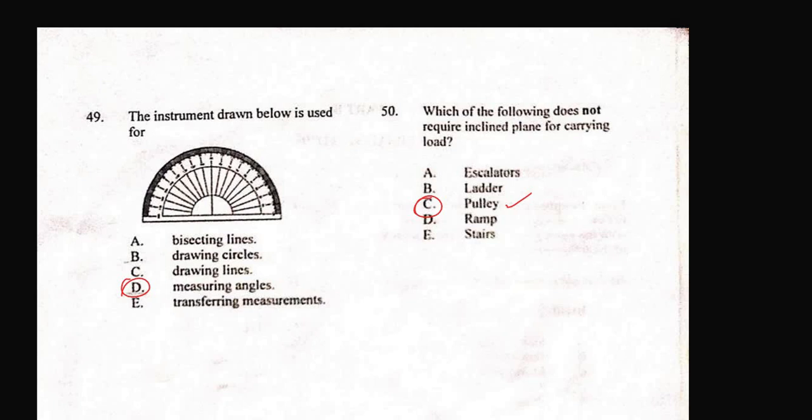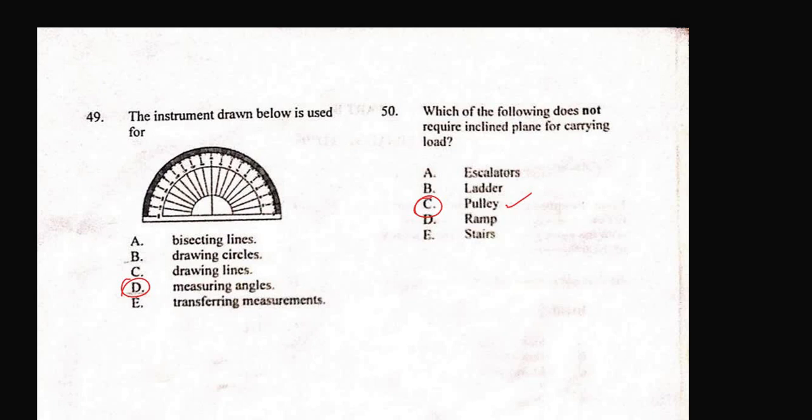Pulleys are simple machines that use a wheel and a rope or belt to lift or move objects vertically or horizontally. So, if you look at the question again, it says, which of the following does not require an inclined plane for carrying load? Among the options here, you agree with me that the right one is C, which is pulley.